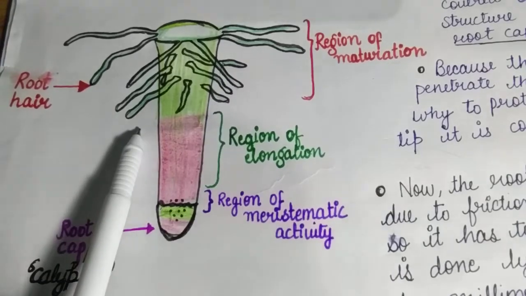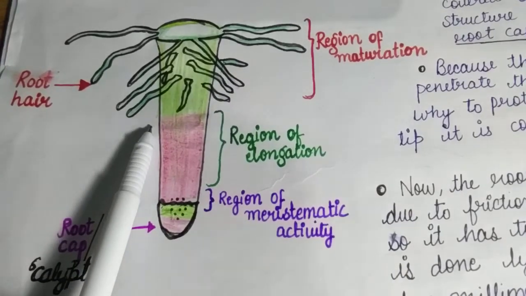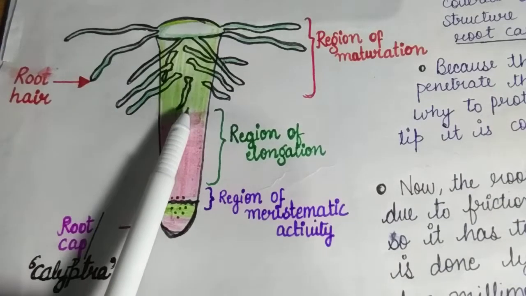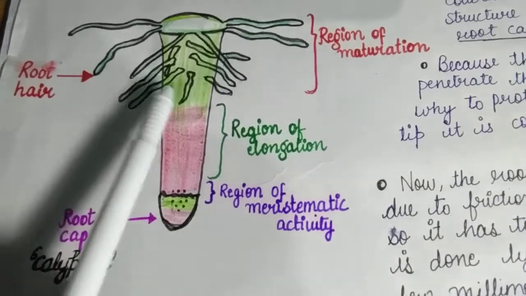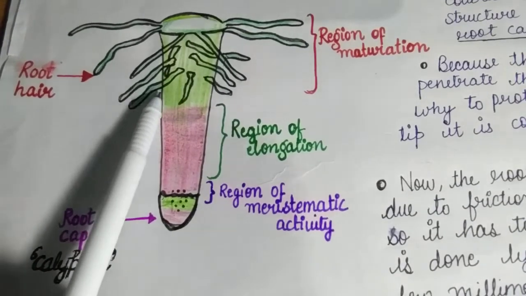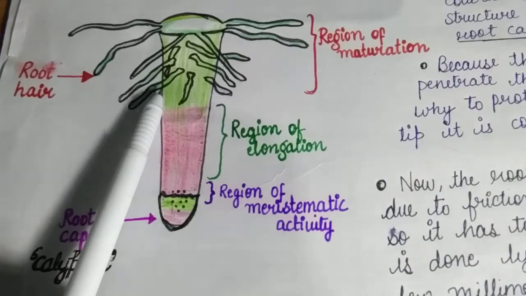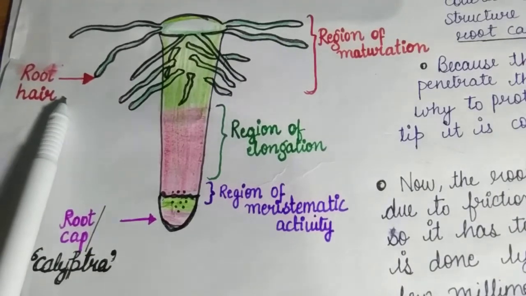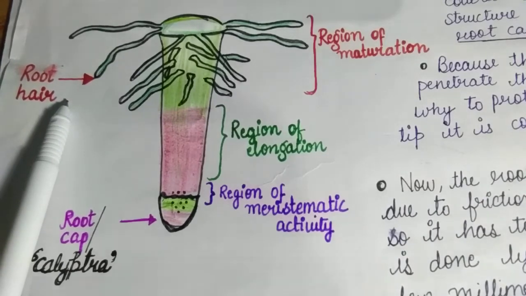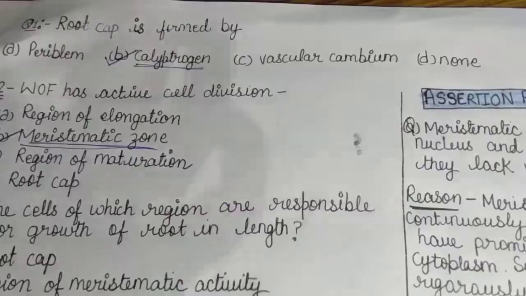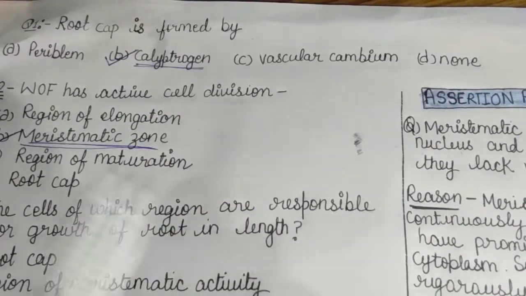Some will get specialized to form epidermis, some will form cortex, some will form vascular tissues like xylem and phloem. The epidermis forms some hairy outgrowths. These hair-like projections of epidermal cells are called root hairs. The function of root hairs is to absorb water and minerals from the soil, and they also increase the surface area for absorption. Now let's discuss some possible questions from this topic, right?